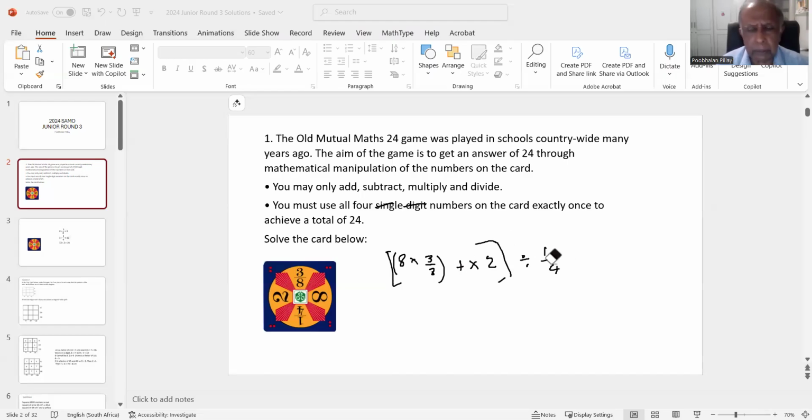So the first guess I took is the correct one. But you can try various things normally. You try out various possibilities until you come to 24. Okay, let's get on to the next problem.